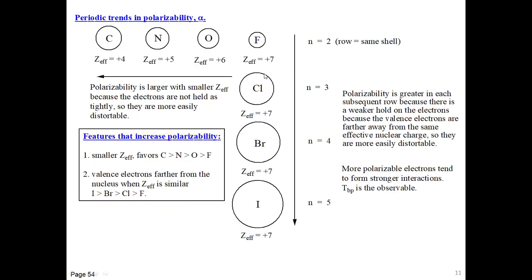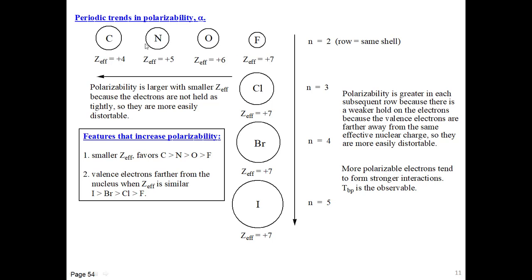So if we go down a column, just to remind you, these are all plus 7: fluorine, chlorine, bromine, iodine. They all have the same Z effective, but the electrons on the iodine are not held as tightly, and so they can distort more to one side or the other side. And that's going to induce stronger distortions over here, stronger partial positive, partial negative. And so it'll be harder to separate this from its neighbors, meaning a higher boiling point than bromine, than chlorine, than fluorine.